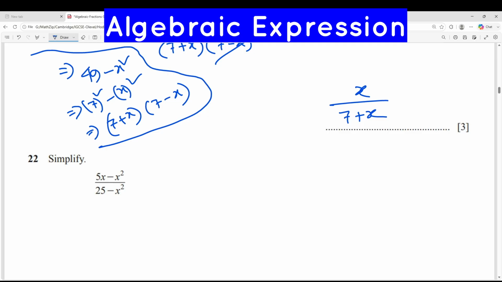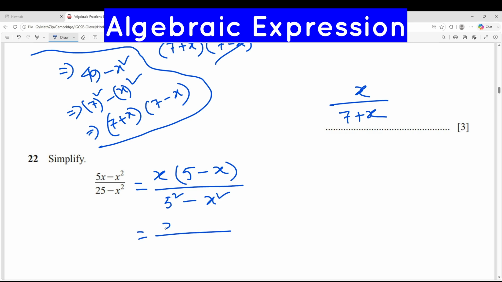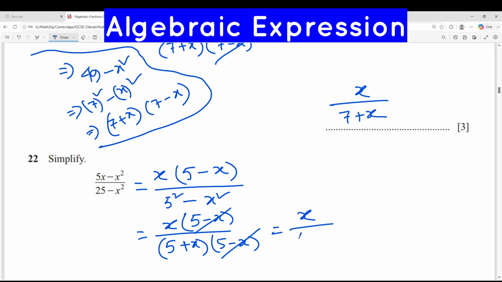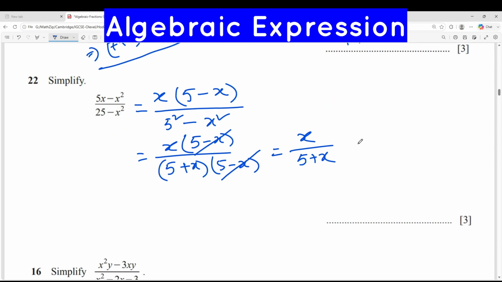Simplify (5x − x²)/(25 − x²). So we can take common x. Here will be 5 − x, and in denominator 25 − x², 25 is a perfect square, it means 5² − x². Then we can write here x times (5 − x) will be unchanged, and here (5 + x) and (5 − x). So 5 − x, 5 − x out. Result will be x/(5 + x). So we can write in here x/(5 + x).